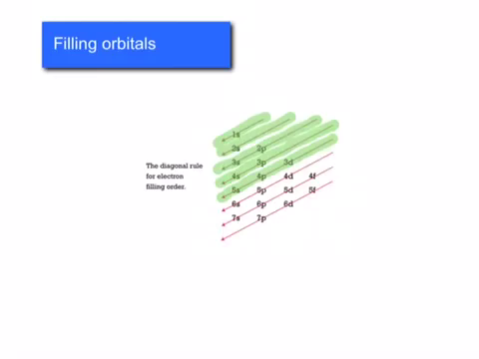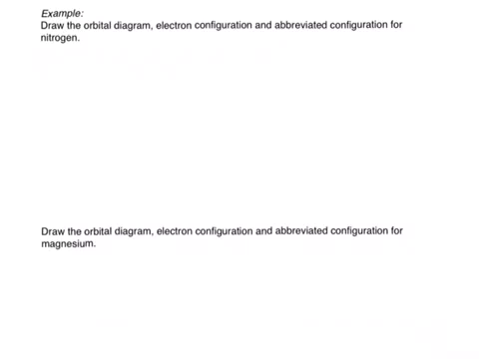Okay? And we're never really going to get to filling f orbitals in this class, so you don't really need to worry about those. The main exception you need to remember is that 3d doesn't get any electrons until after the 4s is full. So let's go over a couple of examples. I'm going to go over how to do the orbital diagram and the electron configuration, which we've already done in class with the boarding house model, and then I'll go over what the abbreviated configuration is and how you would write it.